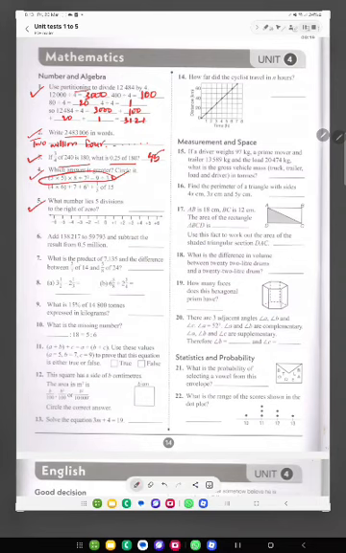Now question 5. What number lies 5 divisions to the right of 0? This is 0, and then they're saying 5 divisions. So 1 division, 2, 3, 4, 5. So that's number 5, of course. So that's plus 5 for this.